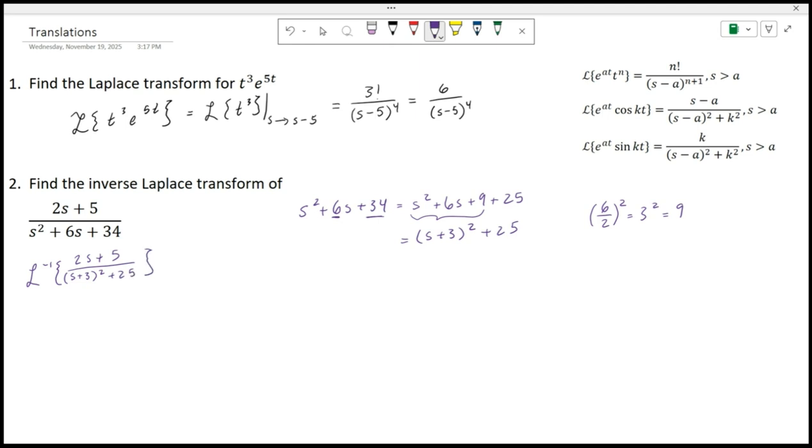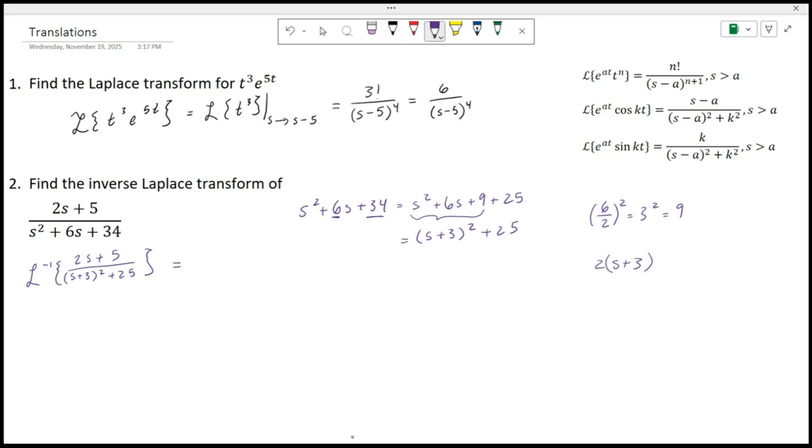Okay, so this is looking better, but now the numerator doesn't look quite right. I have an s plus 3 being squared in the denominator, so I need an s plus 3 in the numerator as well to make this work. So I'm going to play around here on the side with some scratch work again. So I want an s plus 3 in there.